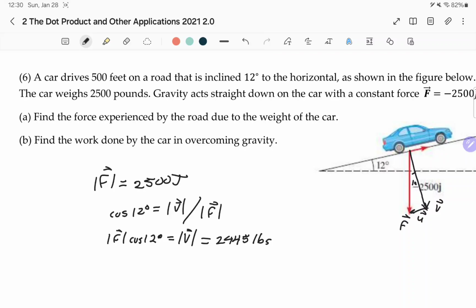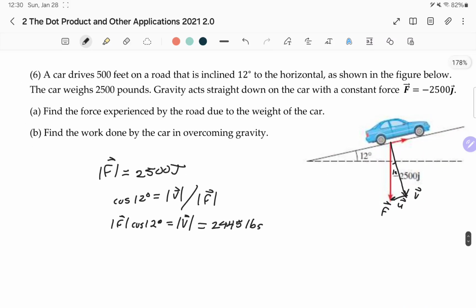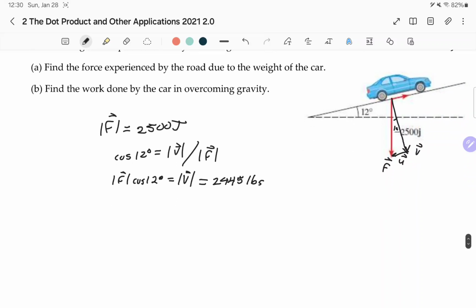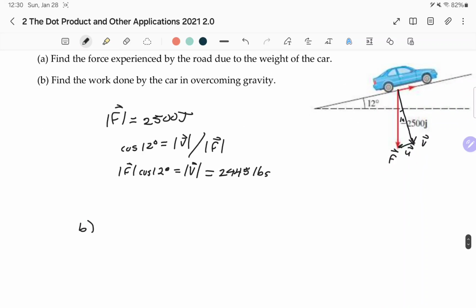Now, the other one is the work done by the car in overcoming gravity. So how much work does the car need to do to be able to stay on the road without rolling down the hill, right? And that, in this case, is our u vector. So let me just label this A and B. That means we need to find that u vector.